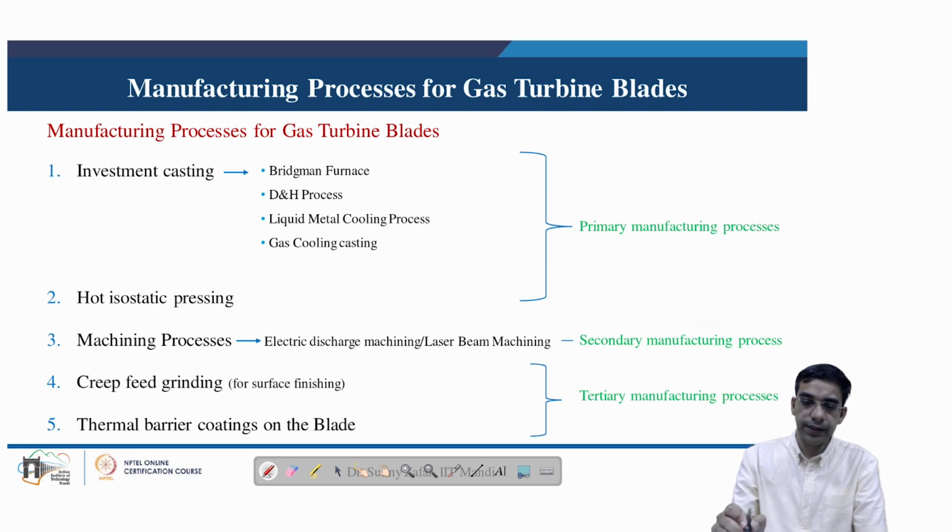So here I am just showing you the outline of the manufacturing processes for making the gas turbine blade, which start with the investment casting process, which is then coupled with specialized furnaces designed to develop single crystal cast. We will see details of these furnaces and methods which are coupled with investment casting, but they have the objective to make single crystal microstructure.